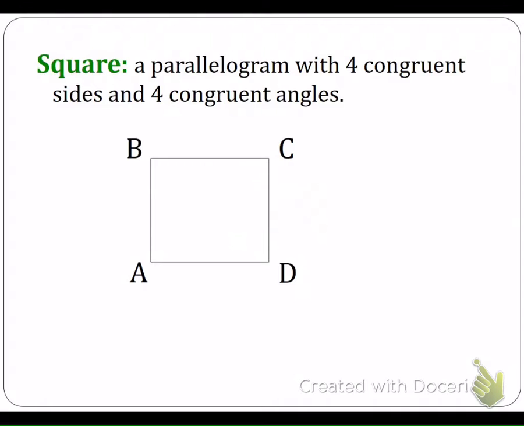So a square is where a rectangle and a rhombus come together. A square has all the properties of both. So it has the 4 right angles of a rectangle, and it has the 4 congruent sides of a rhombus. So you can mark these guys and these guys. So every square is both a rectangle and a rhombus. But every rectangle isn't a square, every rhombus isn't a square. But every square is both. Any questions?